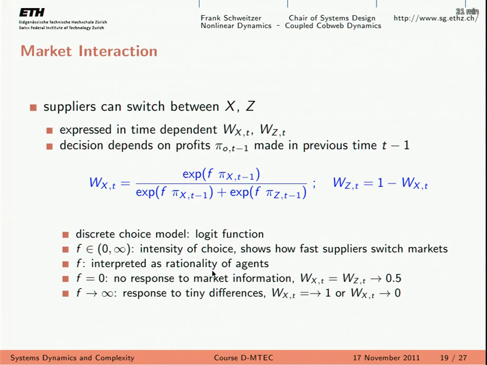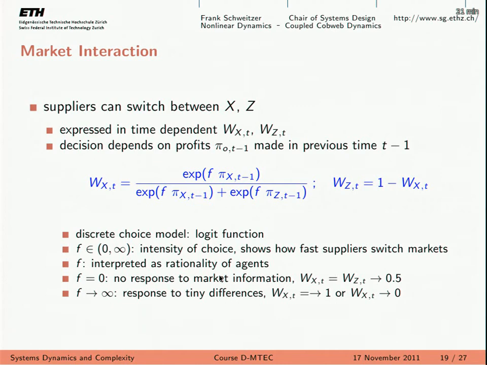So basically the question we need to answer is, how do suppliers choose one market over another? You can probably come up with a lot of reasons why one supplier would choose X or Z, but we can probably all agree that a good first step is to look at the profits. Suppliers would like to go into markets with higher profits.